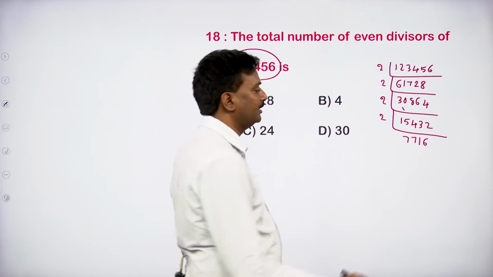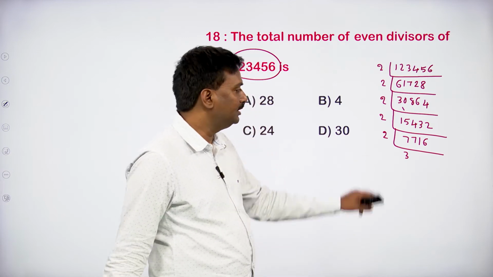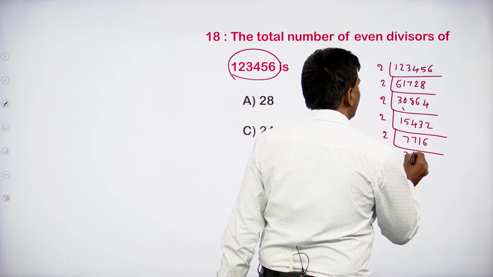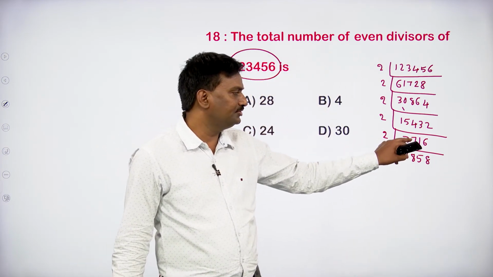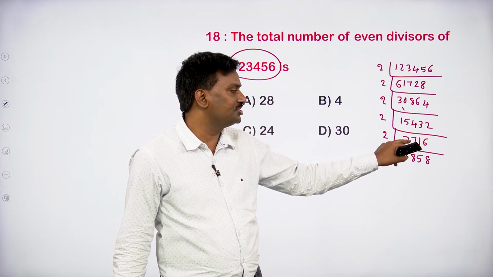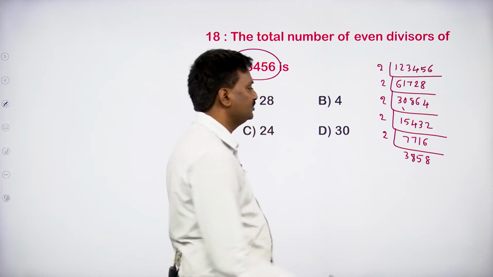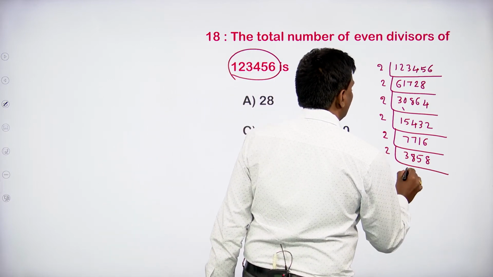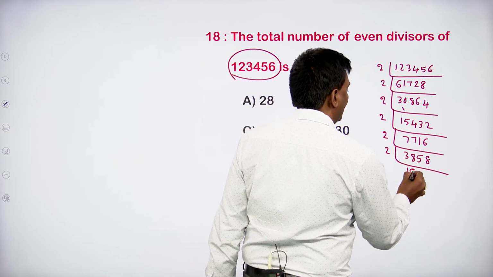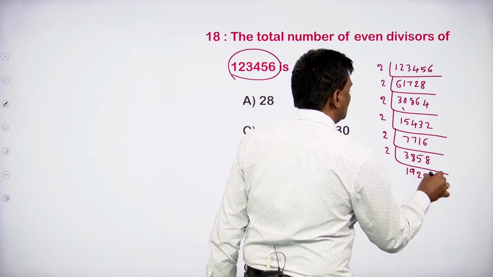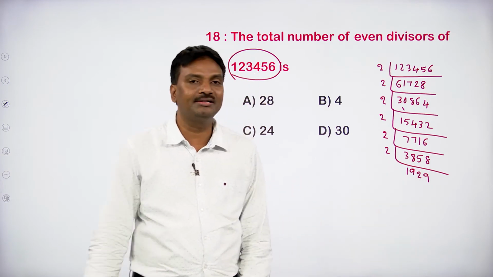This is 15,432. Again by taking 2, 2 3s are 6, 17, 2 8s are 16, 17 minus 16 is 1, 11, 2 5s are 10, 2 8s are 16. Again by taking 2, 2 1s are 2, so 1 is there, 18, 2 9s are 18, 2 2s are 4, again 18, 2 9s are 18.